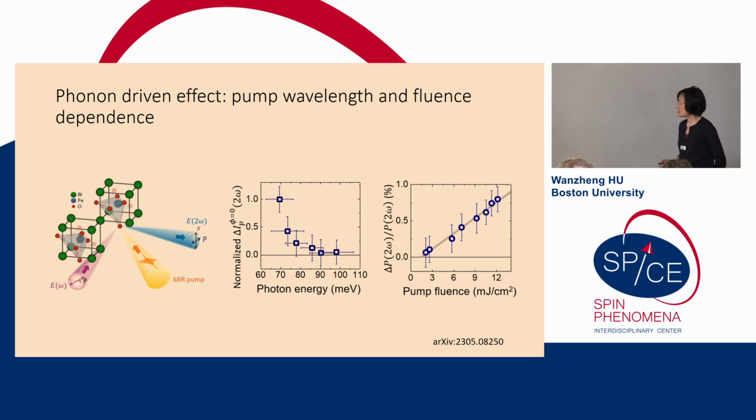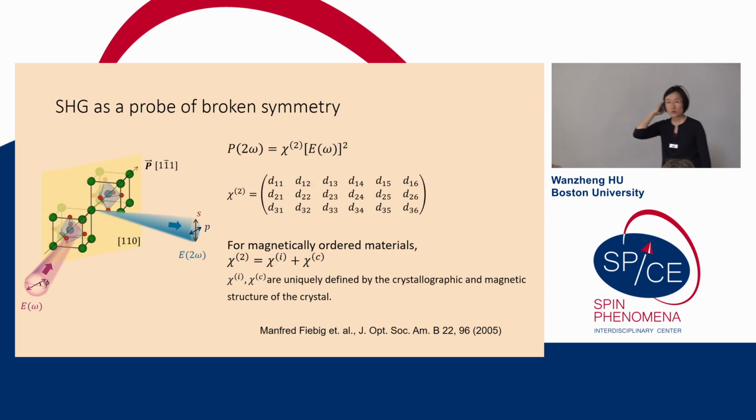Another piece of evidence that this is a nonlinear phononics effect is when we change the pump fluence of the mid-IR. Here I'm plotting not the intensity, but the second harmonic polarization. The polarization scales linearly with the pump fluence, which means the polarization scales with the square of the electric field, which verifies that we are driving with this QIR squared, Q_R-type coupling. Okay, so this tells us the effect we saw is indeed phonon-driven.